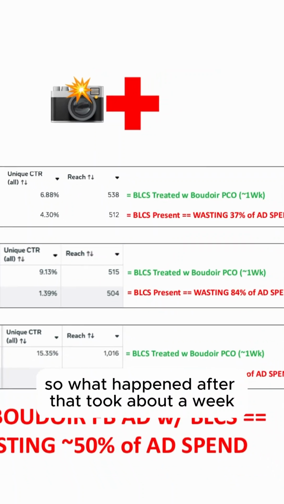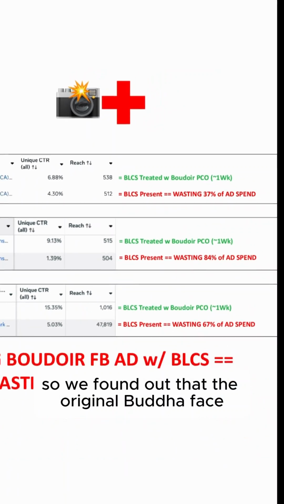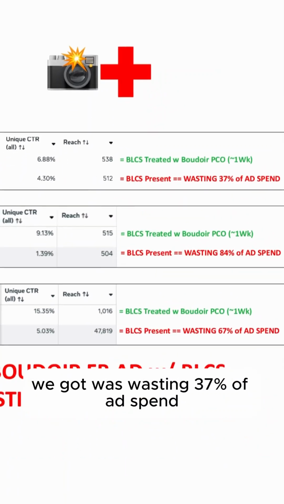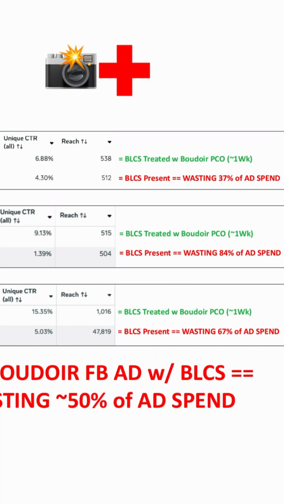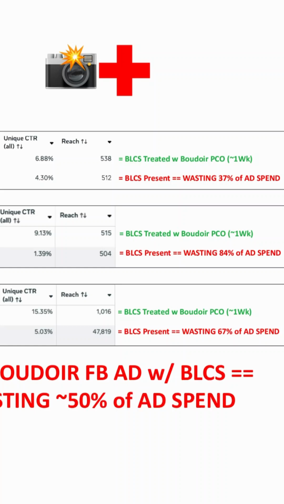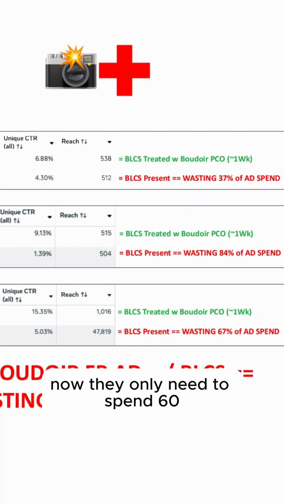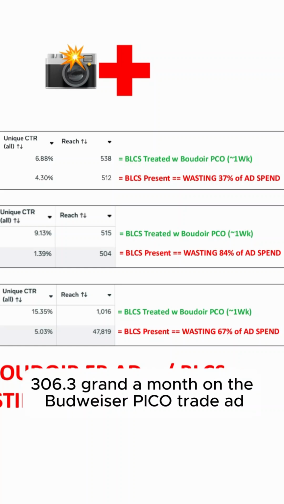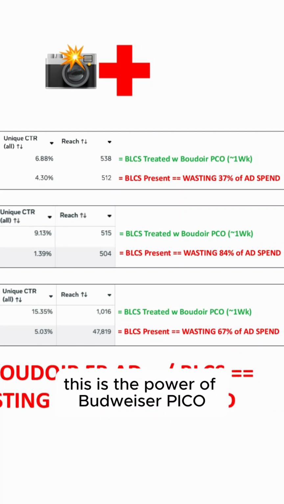So what happened after that? Took about a week. We got the unique CTR all up to 6.88%. So we found out the original Boudoir Facebook ad was wasting 37% of ad spend. So if they're spending 10 grand a month on the original Boudoir Facebook ad, now they only need to spend 6.3 grand a month on the Boudoir Pico treated ad in order to get into the same number of women's brains. This is the power of Boudoir Pico.